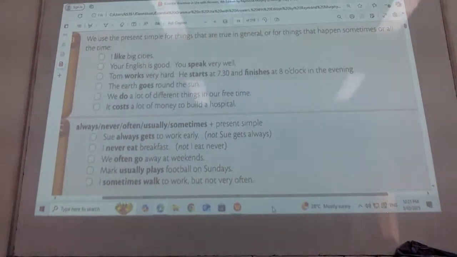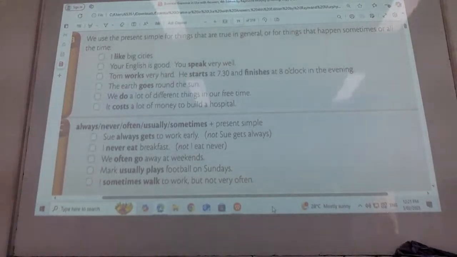We use the present simple for things that are true in general, or for things that happen sometimes or all the time. I like big cities. Your English is good. You speak very well. Tom works very hard. He starts at 7:30 and finishes at 8 o'clock in the evening. The earth goes round the sun. We do a lot of different things in our free time. It costs a lot of money to build a hospital.